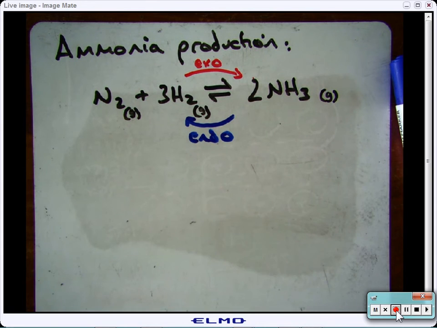The next thing to look at is pressure. If you raise the pressure, it will favour the reaction which produces the least volume. And if you lower the pressure, it will favour the reaction which produces more volume. So in this example, by increasing the pressure, it actually favours the forward reaction. So we want as much pressure as possible.